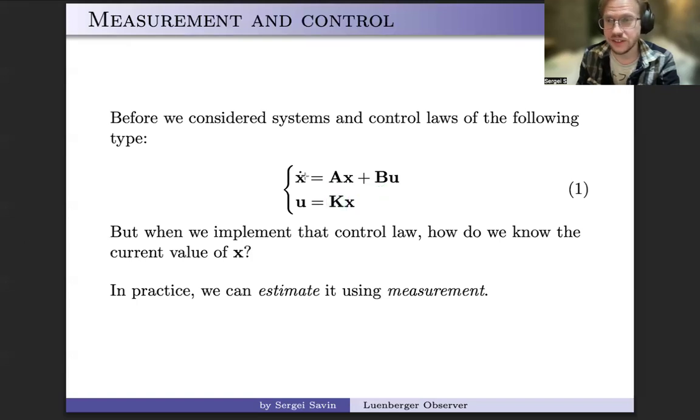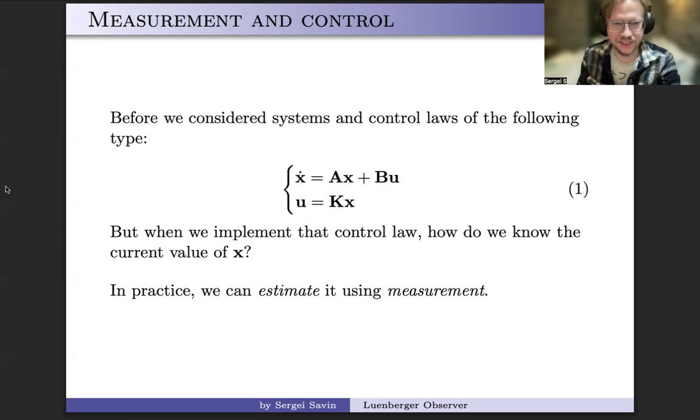In the equations, there is no question how to find x. X is just a variable. We simply say Kx equals u, no problem. But in real life, when you're going to code this in your control loop, like you run a loop infinitely where you calculate u, apply it to your robot, calculate u, apply it to your robot, how are you going to get this x? Where is it going to come from?